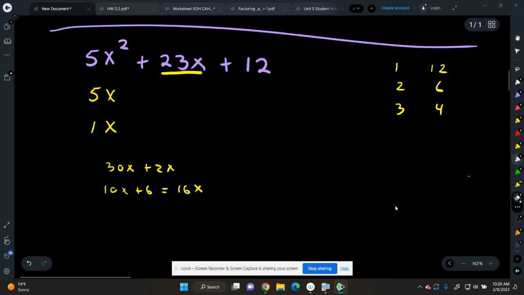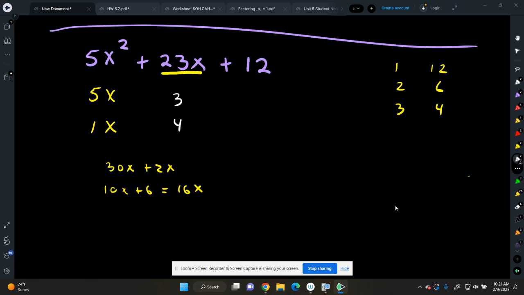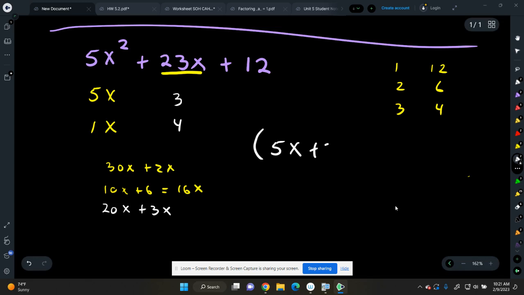And again, as soon as I start to write it in there, I see it. Okay, and that happens. That's what's going to happen. As soon as you bring it over, it's like, oh, there it is, right? 5 times 4 is 20. So 20x plus 3x, that works. So my factors are, good. There you go. Those are my factors.